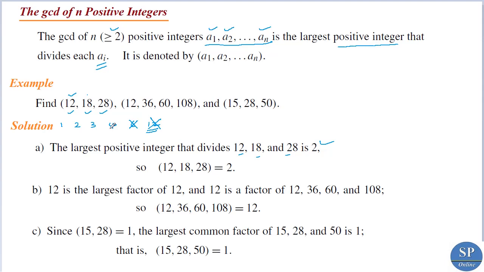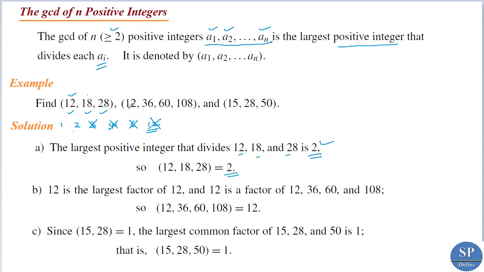Next is 4. 4 divides 12, but 4 does not divide 18. So this is not the largest. Then 3. 3 divides 12, 3 divides 18, but 3 does not divide 28. So this is also not the largest one. Now what about 2? 2 divides 12, 18 and 28. So the largest positive integer that divides 12, 18 and 28 is 2. So we have the GCD of 12, 18 and 28 is equal to 2.